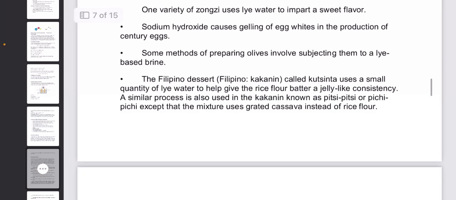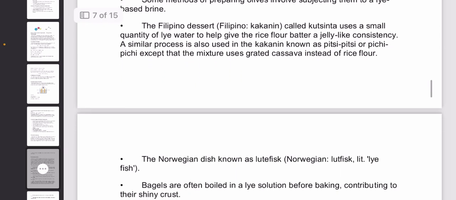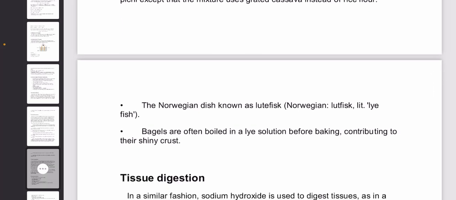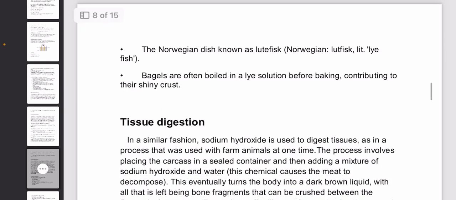Some methods of preparing olives involve subjecting them to a lye bath. The Philippine dessert called kutsinta uses a small quantity of lye water to help give the rice flour a jelly-like consistency. A similar process is used in the kakanin known as pitsi-pitsi or pichi-pichi, except that the mixture uses grated cassava instead of rice flour. Another is the Norwegian dish known as lutefisk. Bagels are often boiled in a lye solution before baking, contributing to their shiny crust.